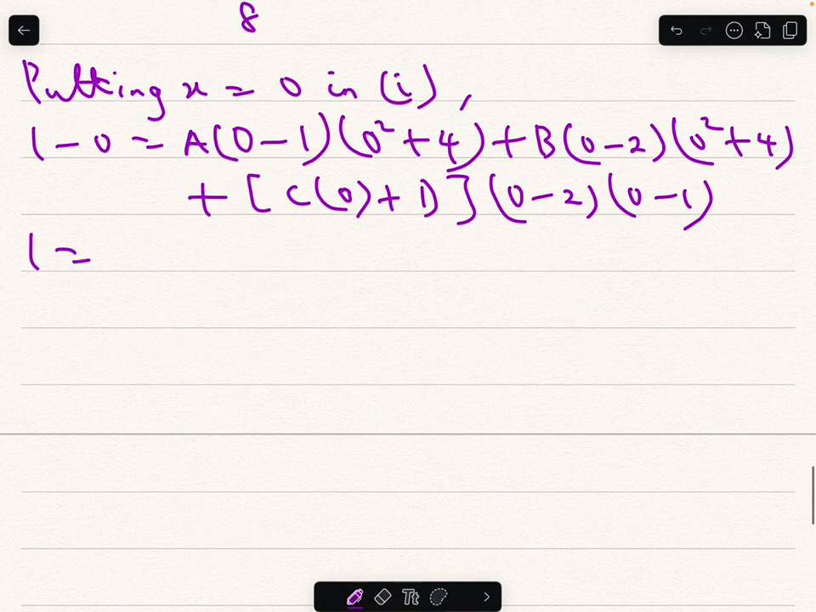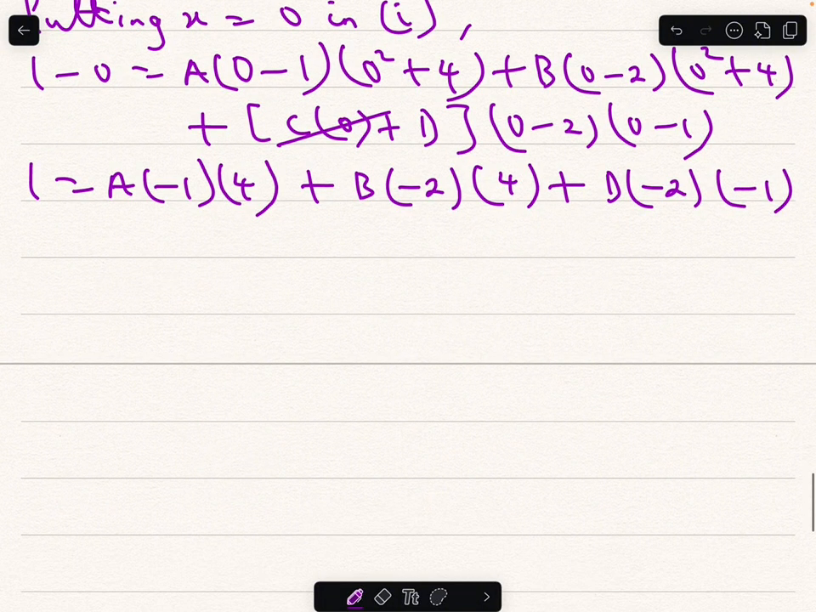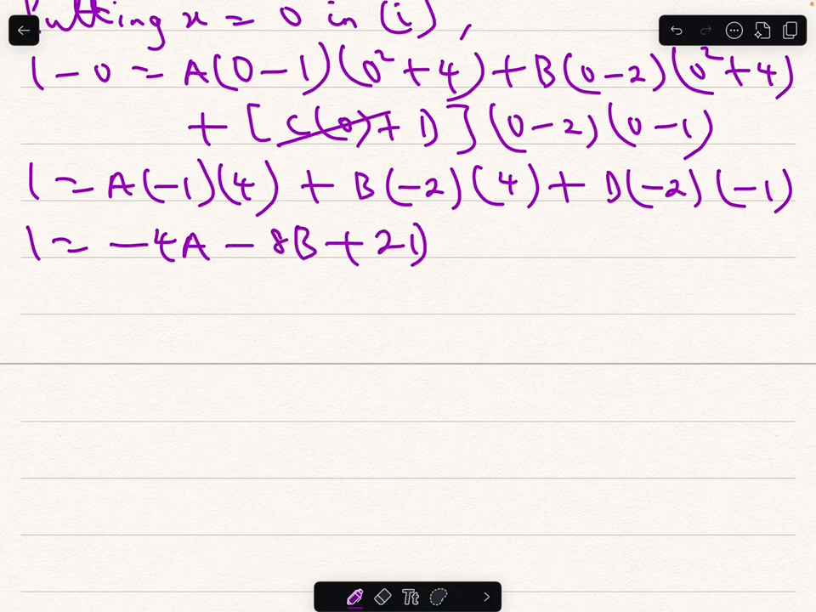And this simply means 1 equals a into bracket minus 1 times 4 plus b times minus 2 times 4. C times 0 is 0, that's plus d into bracket minus 2 times minus 1. And that simply means 1 equals minus 4a minus 8b plus 2d.